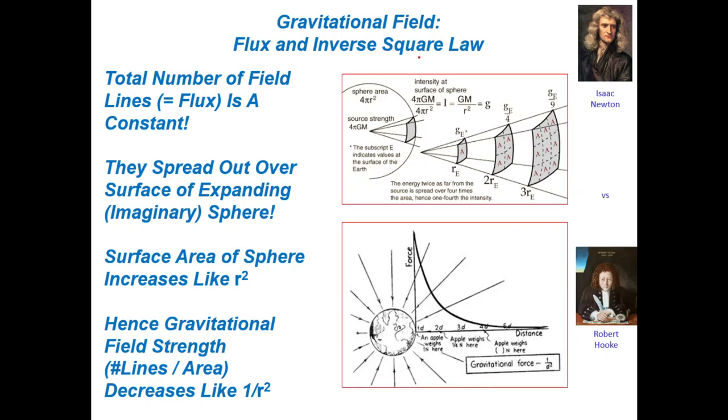So this is gravitational field flux and the inverse square law. The number of field lines that pass through a surface is constant, spread out over an expanding imaginary sphere. The surface area of the sphere increases like r squared, hence the gravitational field strength decreases like 1 over r squared. This is the sphere area, 4 pi r squared, source strength, okay. And twice as far from the source, the field is spread over 4 times the area, hence the 1/4 intensity.